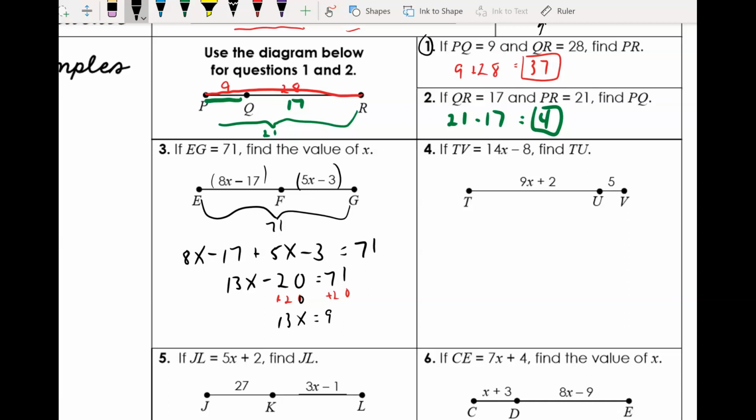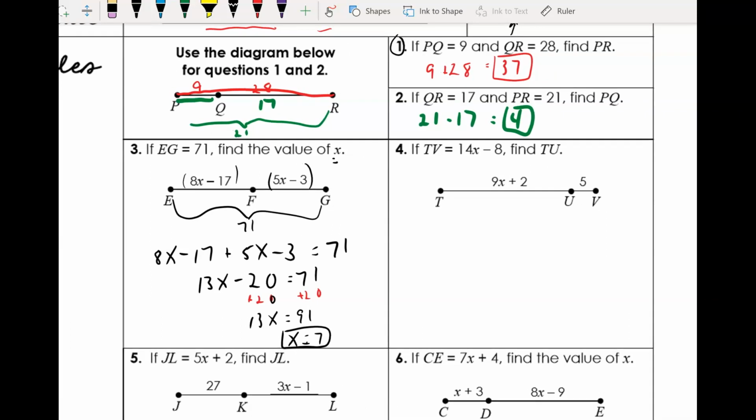13x equals 91. Divide 91 by 13, and we get 7. So that's it, x equals 7. We were only looking for x there.